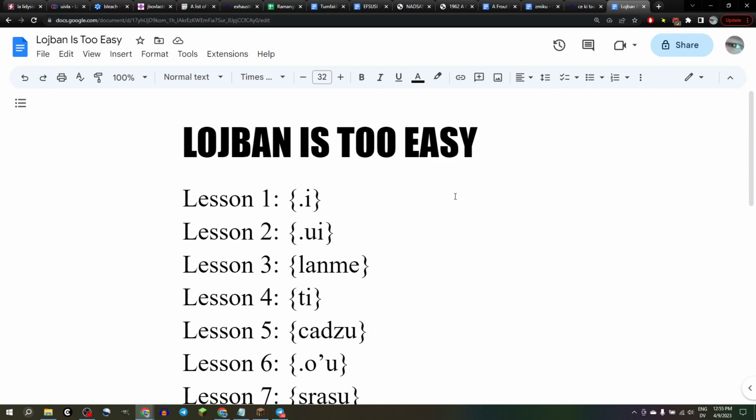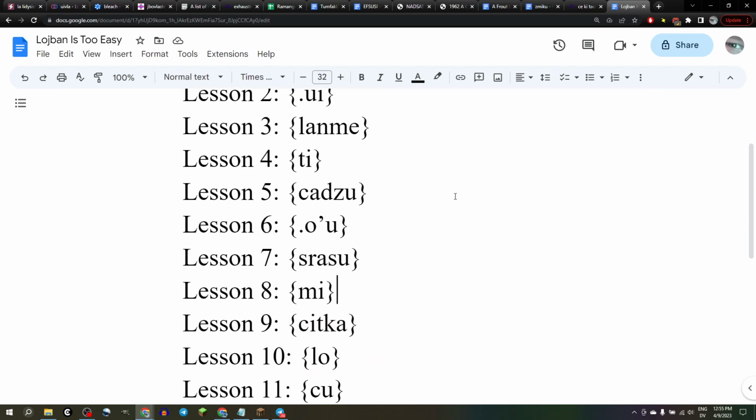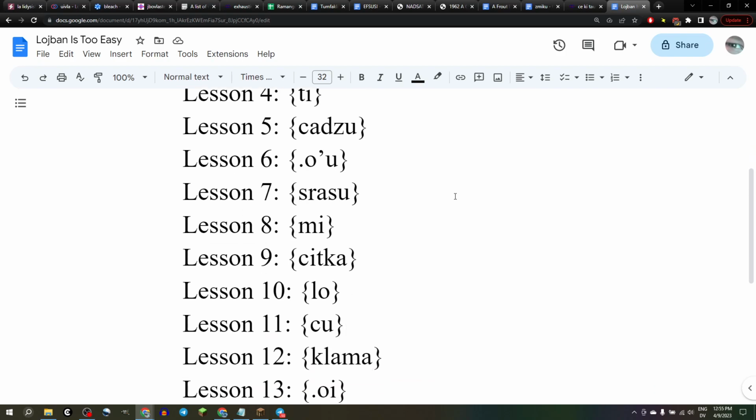Shadzu means to walk. Ohu means you feel relaxed about the thing it takes. Srasu means grass. Mi means I, me, myself. Shitka means to eat. Lo turns a verb into a noun, so that all we need is verbs. Shu, because we can stack verbs and make compound verbs like srasu shitka.